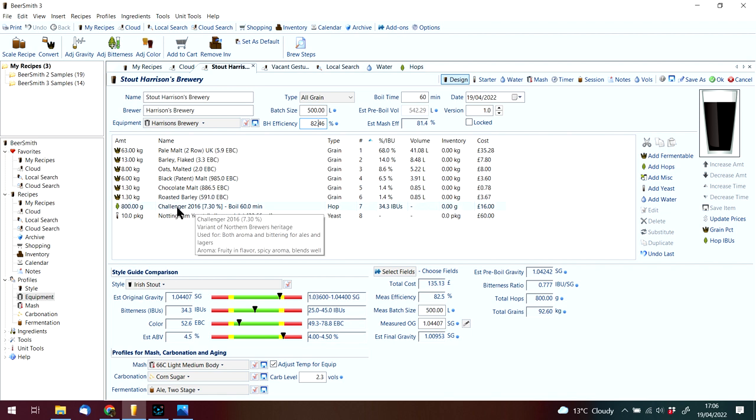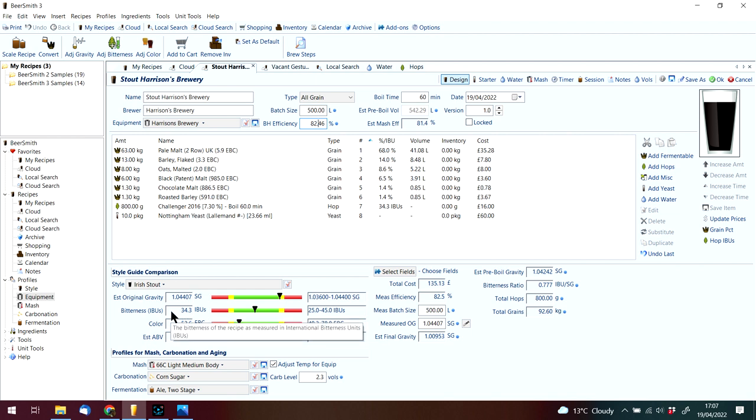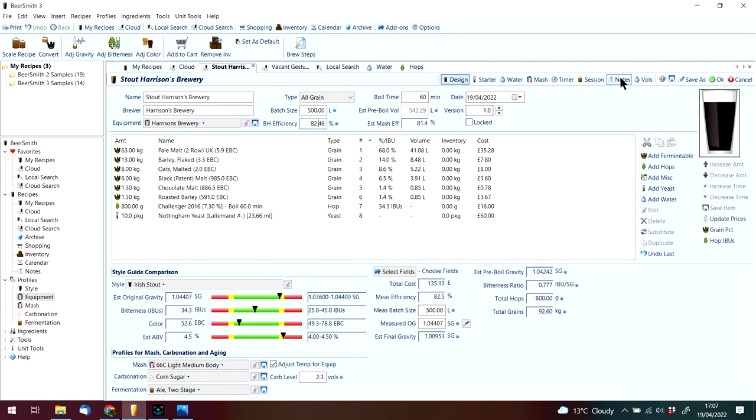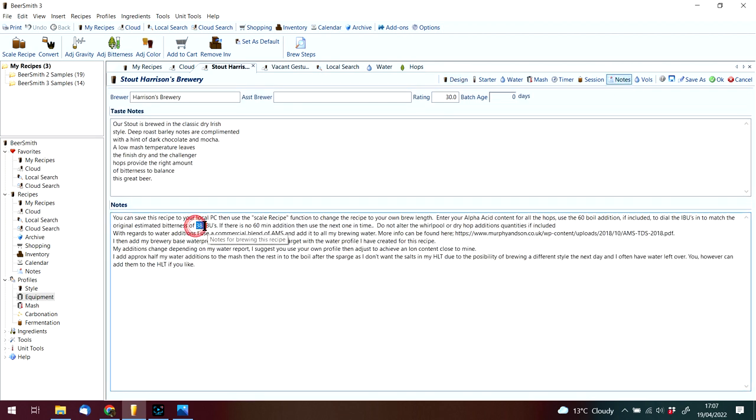So when I print one of these off, I don't do it on this system. I print it off something called the BMS system, and that keeps track of stock and produce. I use the Beersmith one to alter things like the ABV and the IBUs. So the IBU content of this beer on Beersmith is coming out at 34.3, and if we have a look at what Murphy's have told us, we've actually hit 21.8, and of course we've just had a look, we want to hit 38.